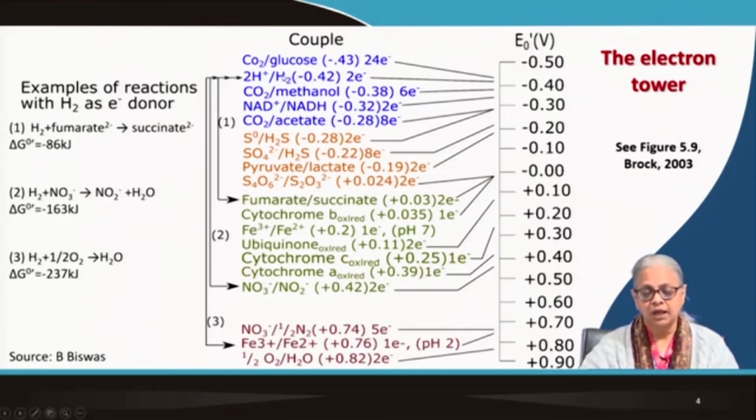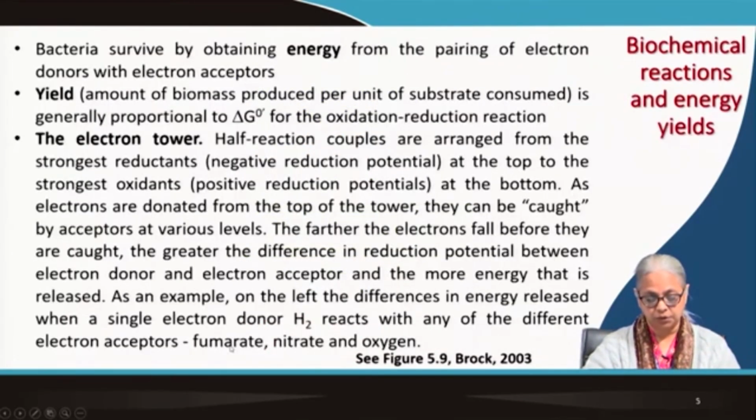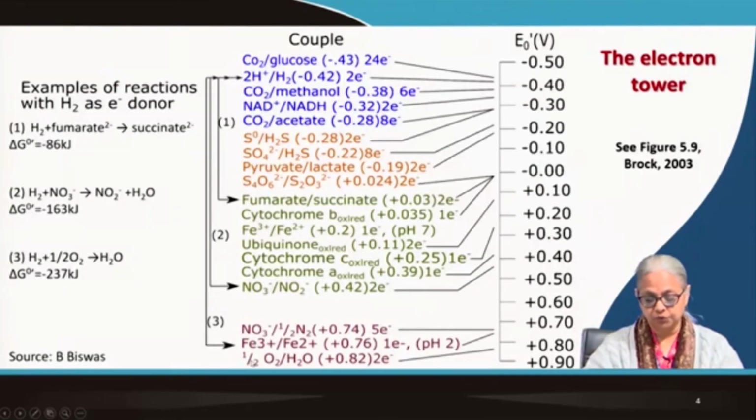Okay, and then you have hydrogen again combined with nitrate. The fall of electrons is a little bit more, and you have delta G0' as minus 163 kilojoules. And finally you have the combination of hydrogen with oxygen going to water, and that is the second reaction going all the way down. The arrow is not correct here. The arrow goes further down to the last reaction, and that releases minus 237 kilojoules.